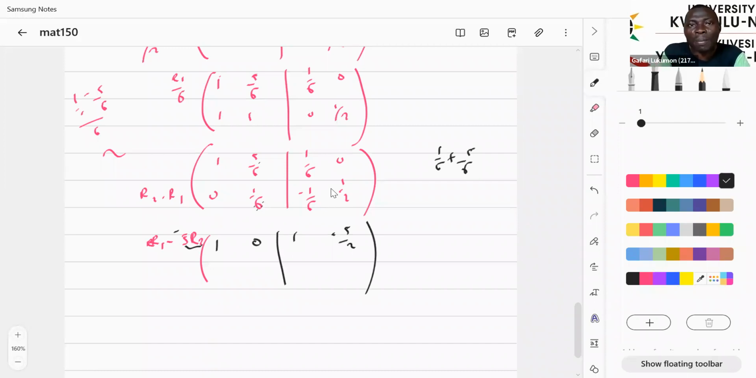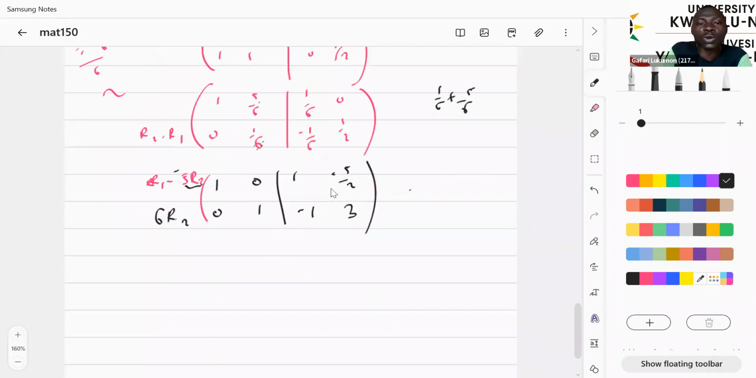You can make this to be 1 by multiplying by 6. This will now be 6 multiplied by R2. 6 times 0, that will give me what? 0. This will give me 1. So this will give me minus 1. I hope you understand, because 6 times this will give me minus 1. Then this will give me 3. I hope you understand now.